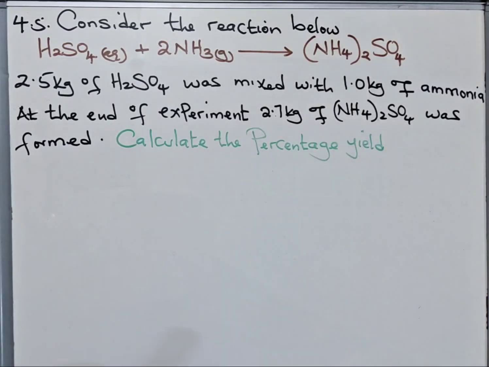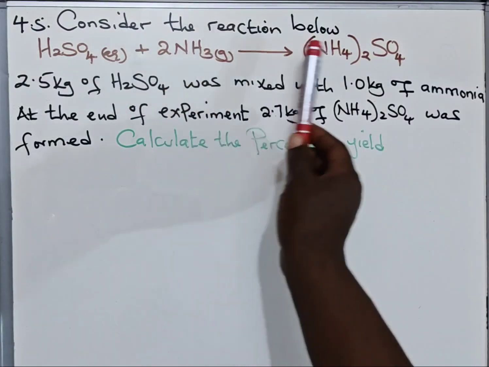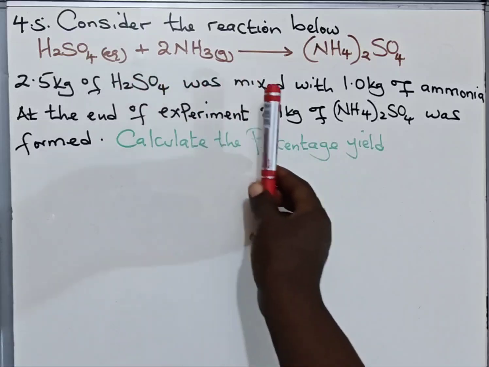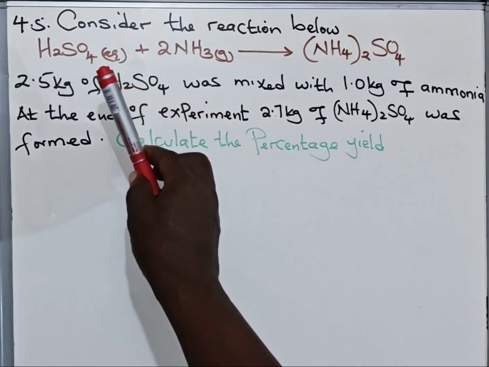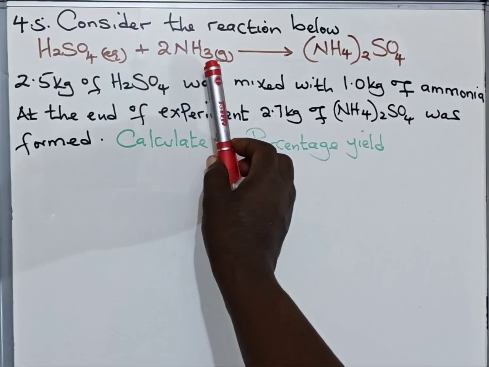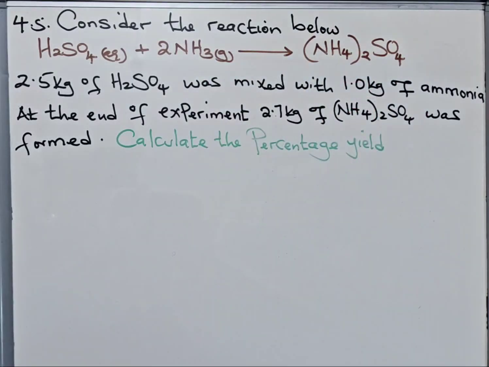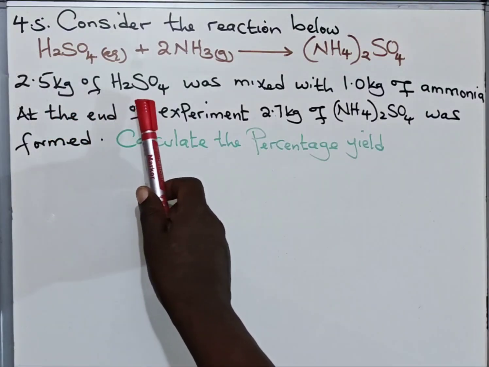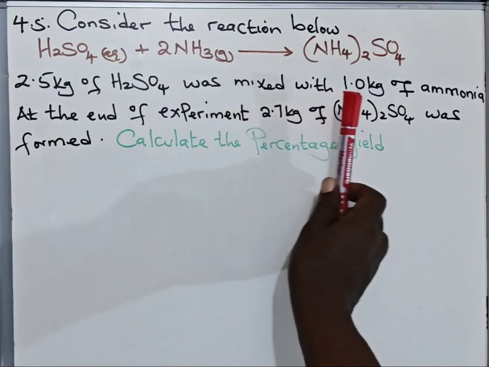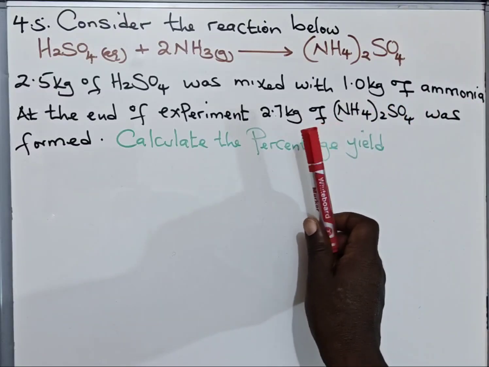It's a grade 11 question. The question says consider the reaction below. This is the reaction we are having where sulfuric acid is reacting with ammonia to give you this salt, ammonium sulfate. And 2.5 kilograms of sulfuric acid was mixed with 1 kilogram of ammonia.